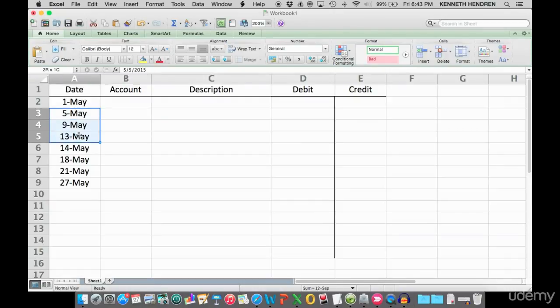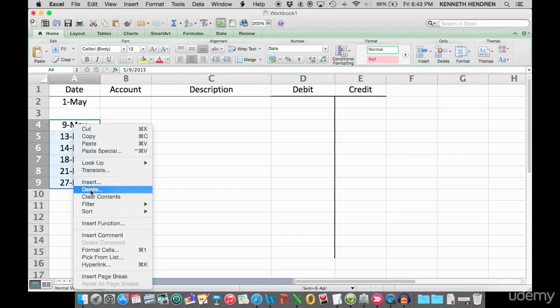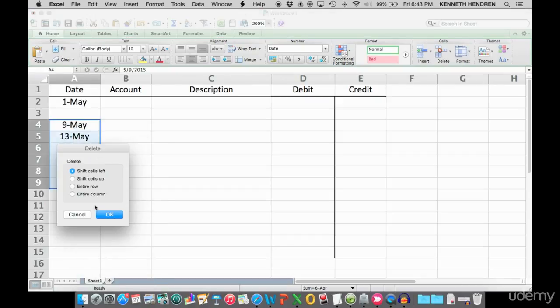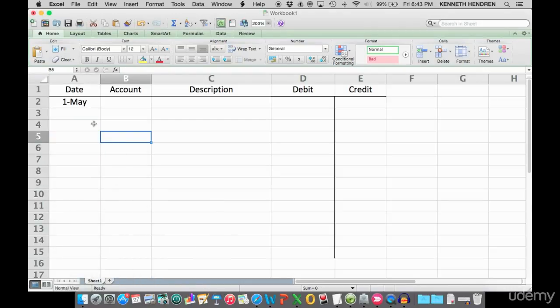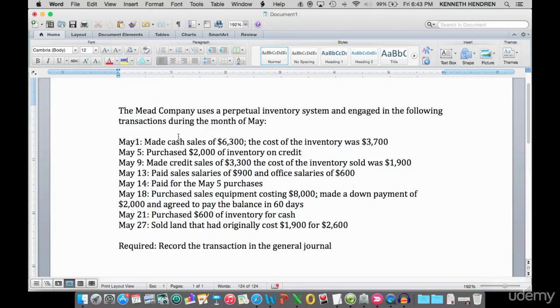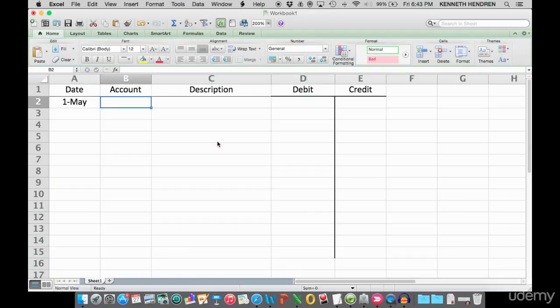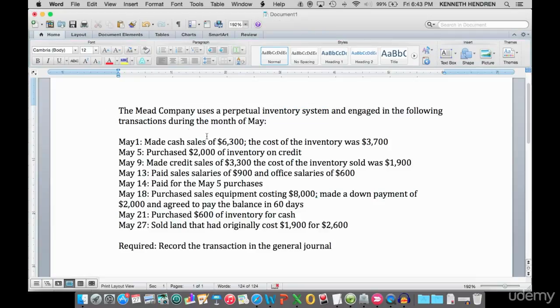So, actually, I'm going to delete these dates because we need the room. We'll clear those contents. There we go. Alright, so on May 1st, we have cash sales of $6,300. So cash, and cash is an asset, and it's increased, so that's a debit. When we increase an asset, it's a debit. So $6,300. Okay? And then the cost of the inventory was $3,700.